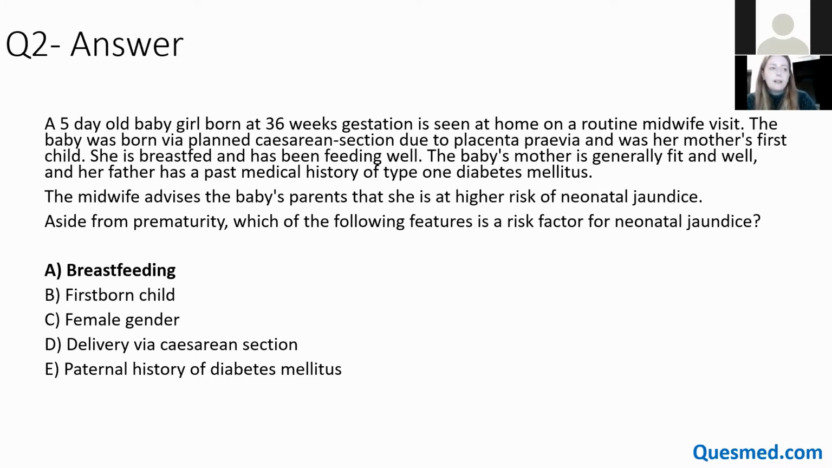D, delivery via C-section, that's incorrect. There's no particular link between C-section deliveries and jaundice, other than, I suppose, sometimes preterm infants are slightly more likely to be born by C-section, thinking of the prematurity factor, but C-section itself, there's no causal link between being delivered via C-section and developing jaundice. And E, paternal history of diabetes mellitus, is incorrect because there's no link between paternal history, but there is a link between maternal history of diabetes and the children developing jaundice.